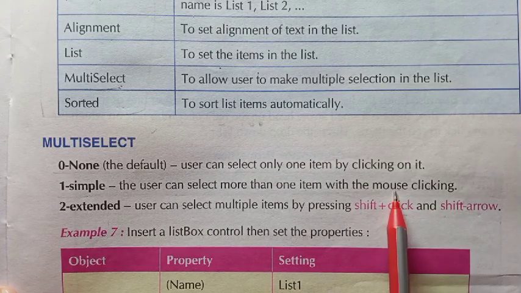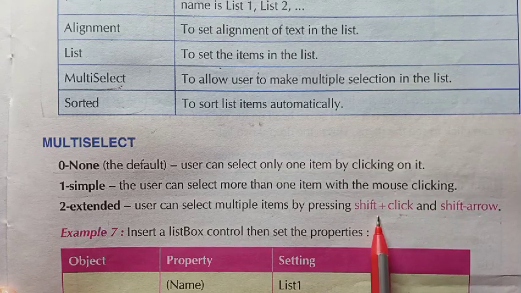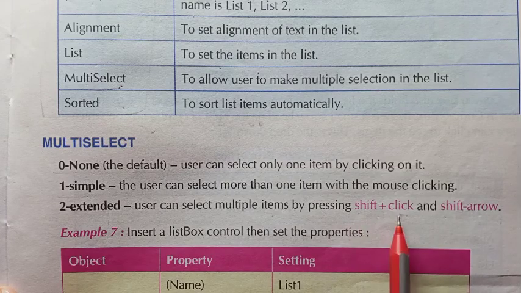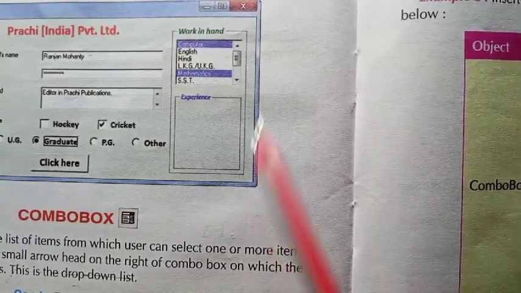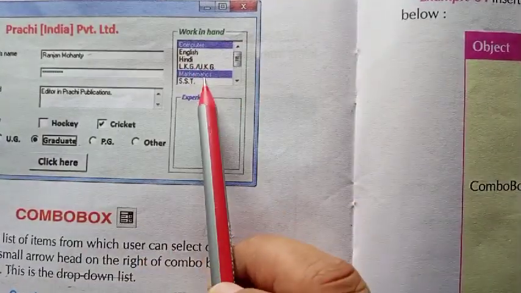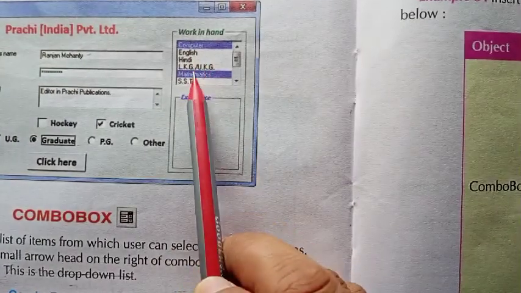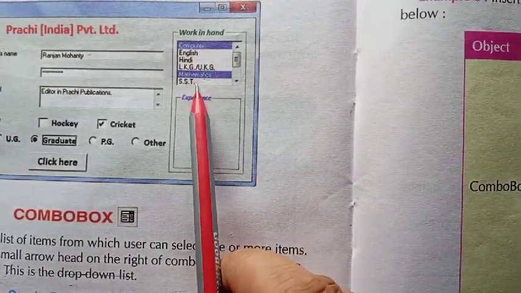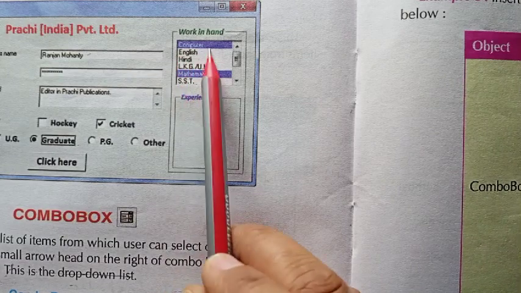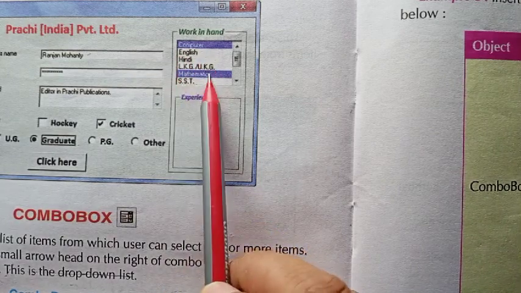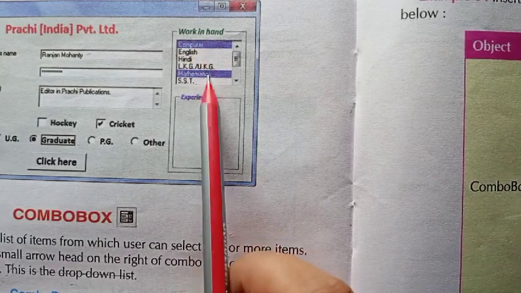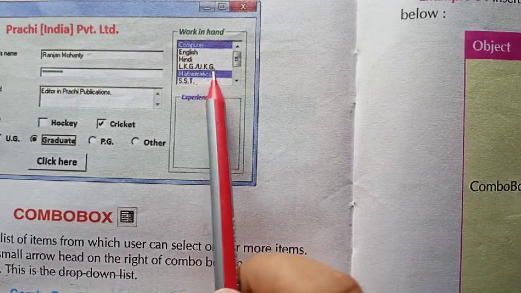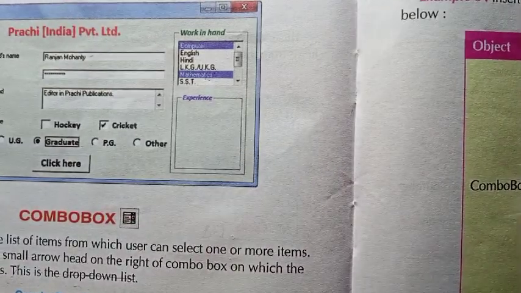Here the mouse clicking is to be done, and when it is extended, in that case shift and mouse click is to be done, or the shift and arrow keys are to be used. We can see a list. In this frame we have created a list: English, Hindi, LKG, UKG, Mathematics, SST. These all options are going to be included in the list property. And we see that two of the selections are made over here. So let us see how it is done.